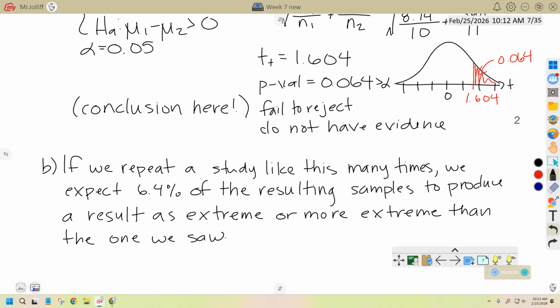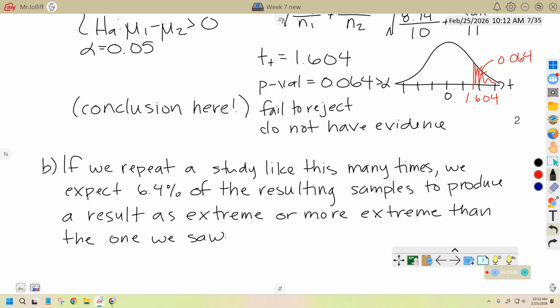Because that picture that we drew in part A represents the sampling distribution for all possible samples like the one that we collected. And we're marking off the most extreme 6.4% of them. That's what we have marked off with that test statistic.